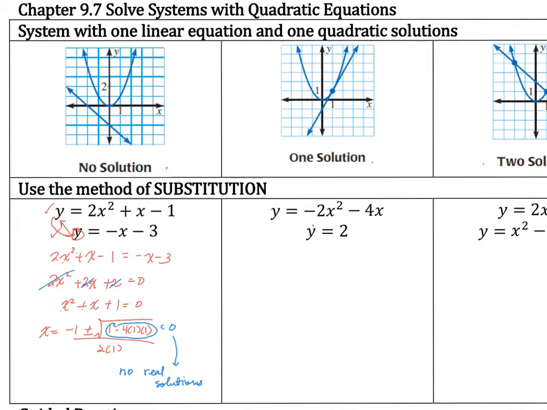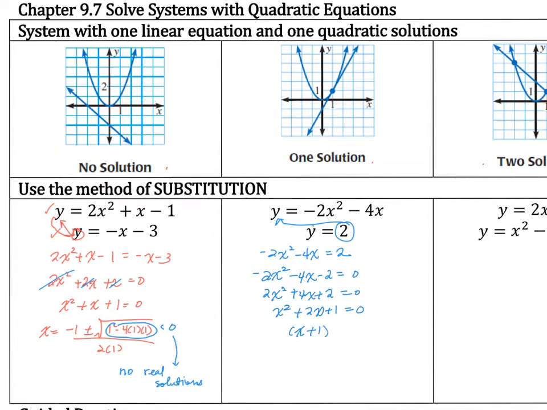So I'm going to substitute this 2 in for y. And I'm going to, again, move everything to one side of the equation because I'm going to try to see if I can factor this to solve. And I could change all of this to positive. I can simplify. And I see that I can factor. This is a perfect square trinomial.